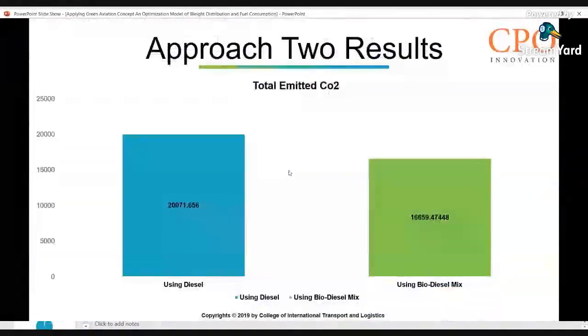So let's move on to the approach results. Here is the total amount of emissions using conventional diesel and biodiesel mix. While using the conventional fuel, we were emitting in one month, in one short trip, around 20 tons of CO2. Today we emit around 16 tons, without applying the first approach, just using biofuel. So we already saved around 4 tons of CO2 by just adding 20% biodiesel to our fuel mix.